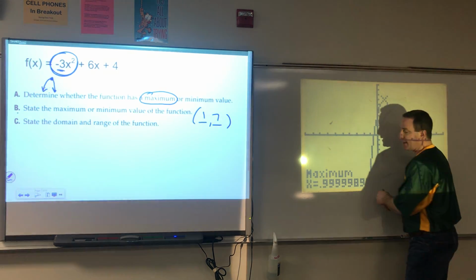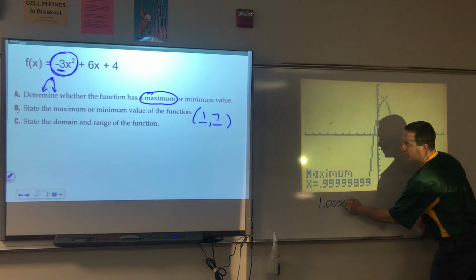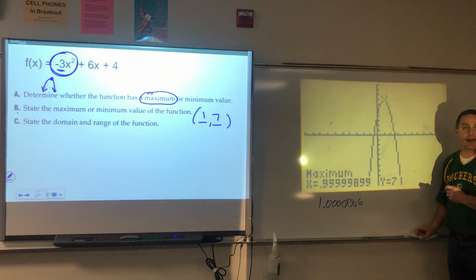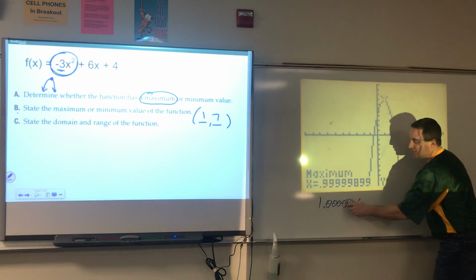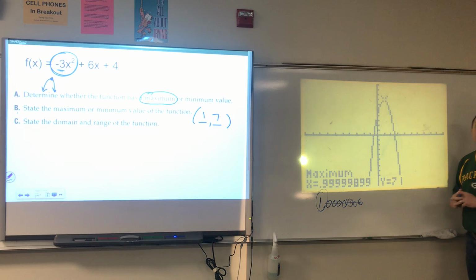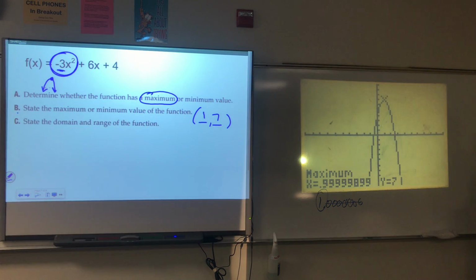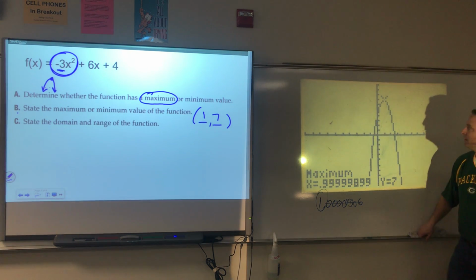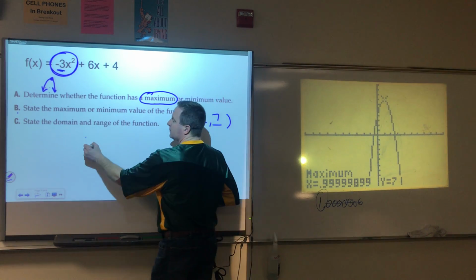Some people's might say 1.000000006 or something like that. If it has all these zeros, we're going to assume it's 1. Okay, and why some calculators do that, I'm not exactly sure. Okay? But there's our maximum. Okay? And then our domain and range.